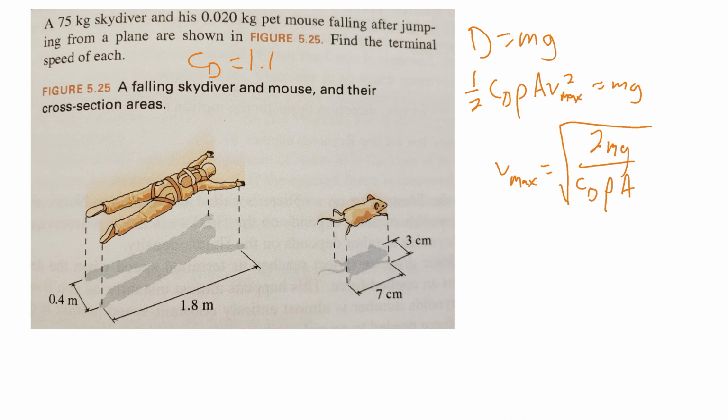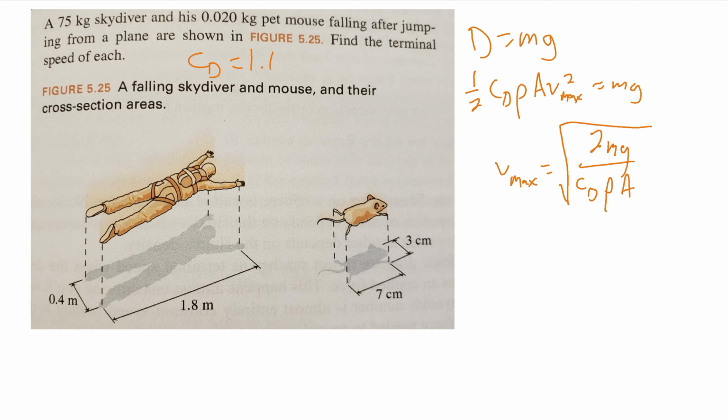Okay, so I know the 2, obviously. The mass, I was given the 75 kilogram skydiver and the 0.02 kilogram pet. I know gravity. I told you the C sub D. Rho would be the air that we're falling through, and then the cross-section area we can figure out through the dimensions that they gave us. Now the mouse is given to me in centimeters, so I want to convert that, but we can definitely do both of these problems now.